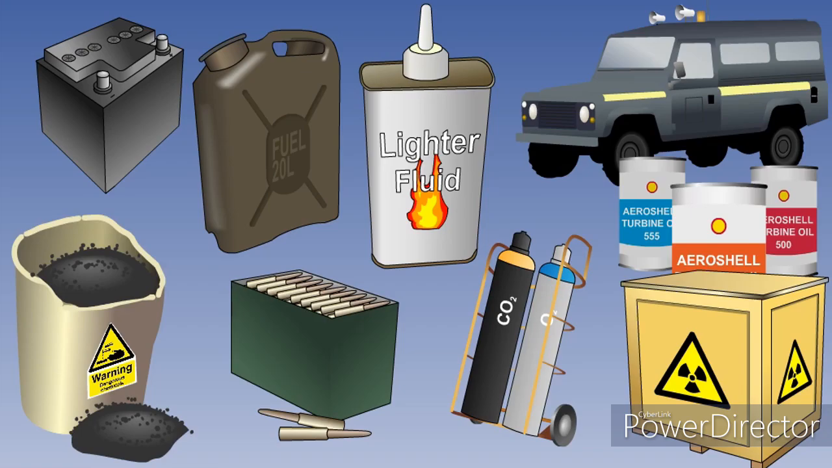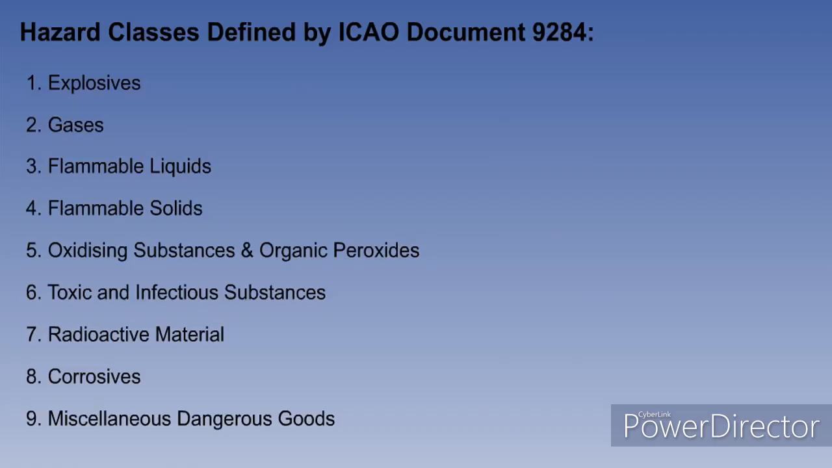Before looking in detail at some of the regulations, it is worth defining what is meant by dangerous in this context. Dangerous goods can be defined as articles or substances which are capable of posing a significant risk to health, safety or property when transported by air. These articles and substances have been categorized for ease of reference and identification to freight handlers, crew and dispatchers. There are 9 hazard classes which are shown on screen.